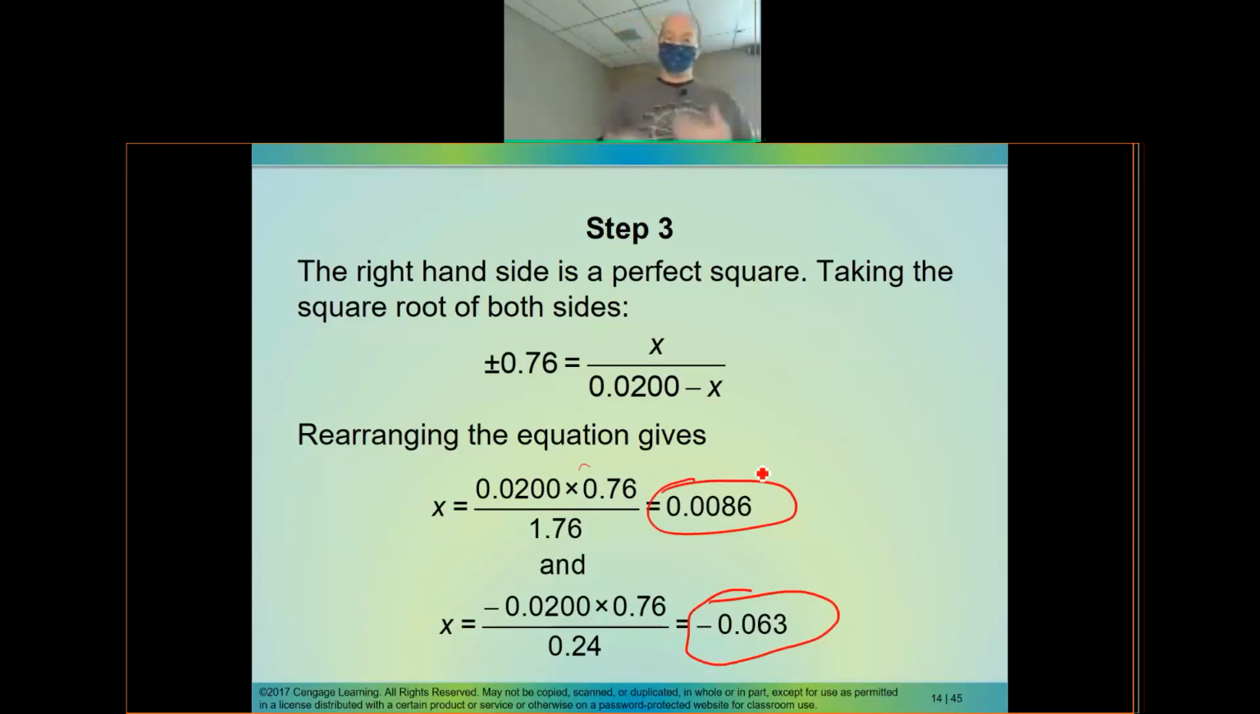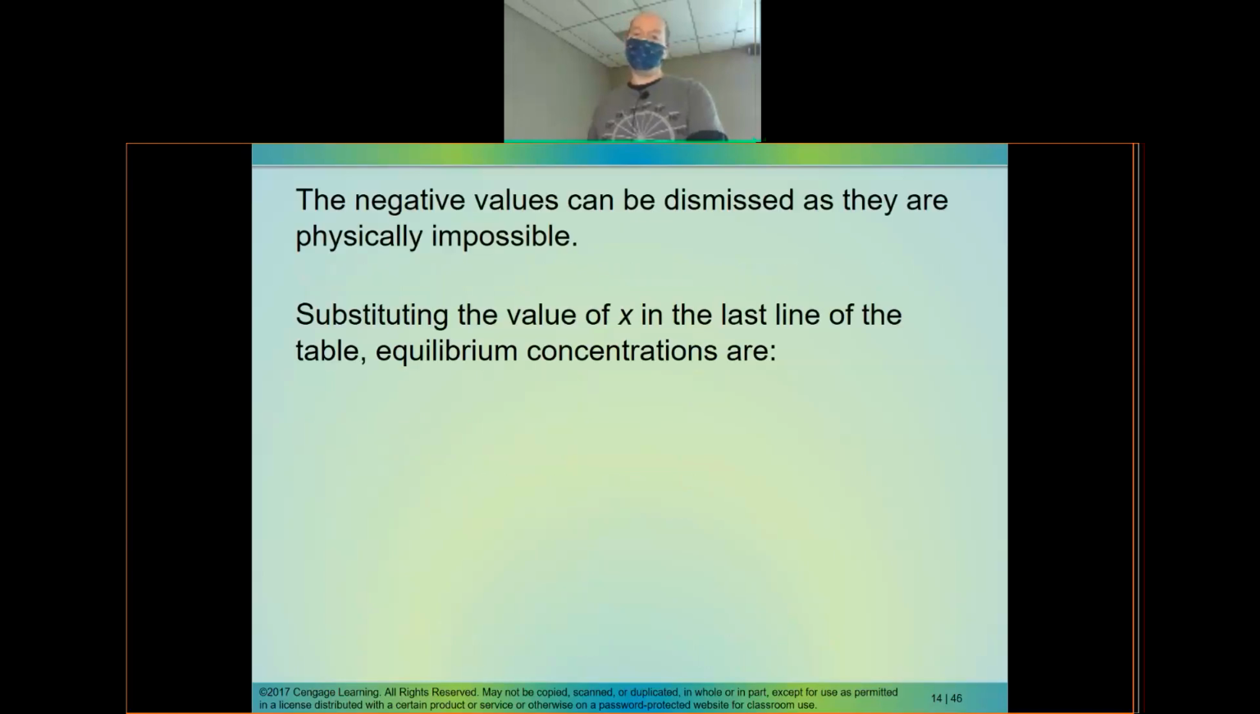So even the quadratic will give you 2 answers. It's the plus or minus square root of b squared minus 4ac. The positive answer is the only correct solution for these types of problems when you're doing concentrations. All right, and so that was in molarity.